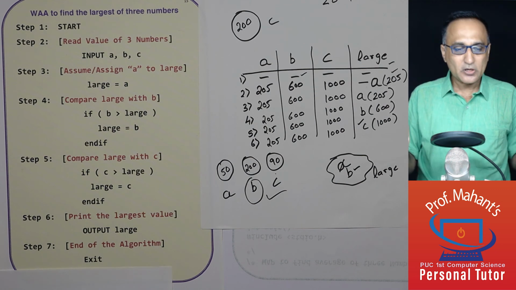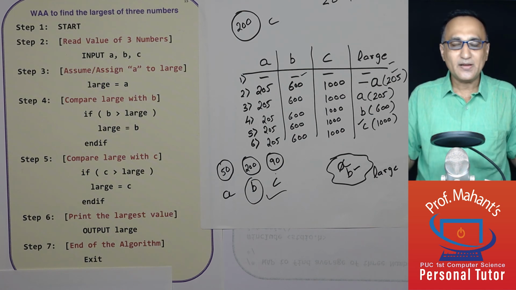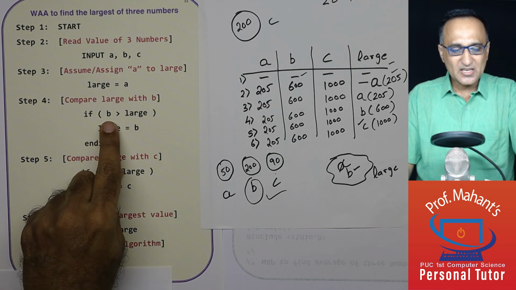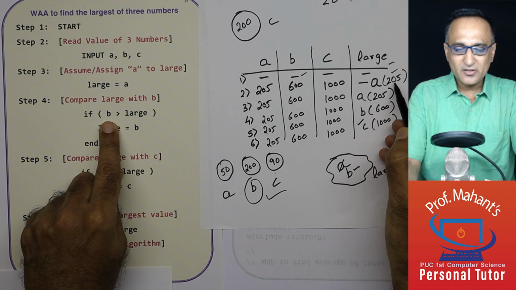So this is an important logic because these are the kind of problems you will be solving when you write programs. Don't think programming is something really great. It is all about breaking down a big problem into a number of smaller, simpler parts and finding the logic for this. So in this case, when I'm comparing B, 600 was greater than 205.